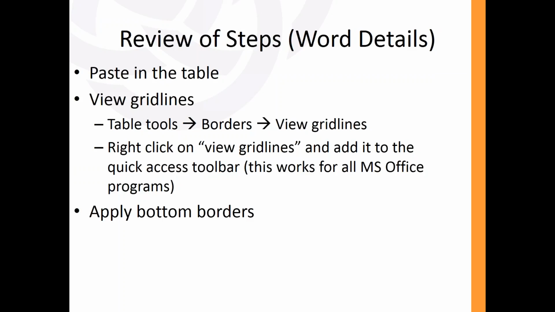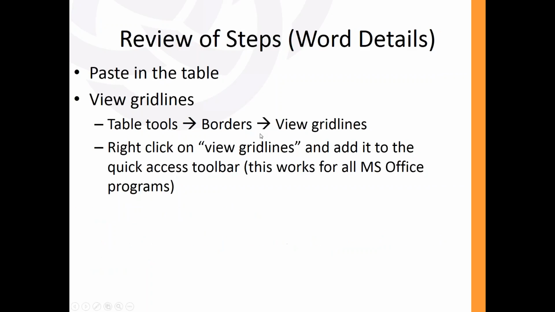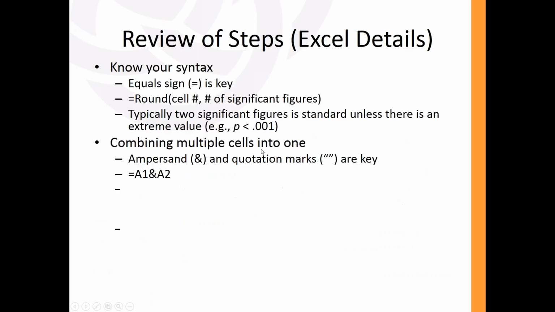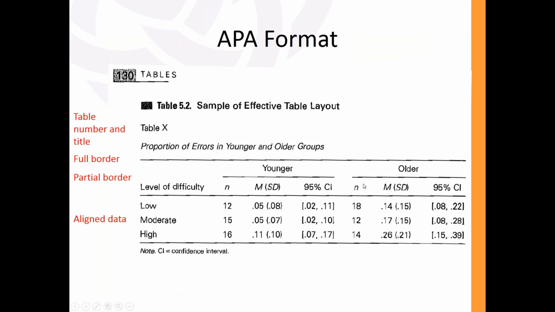And then you have to apply those bottom borders. We've seen in the APA formatted table that you have to have those borders everywhere. And then you have to insert intervening columns to separate bottom borders. We remember for the males and females, there's this requirement of having the separate borders according to what group you're in. Right? Remember, there's this gap here, right? So you have to insert a gap there, and that's how you would do that.